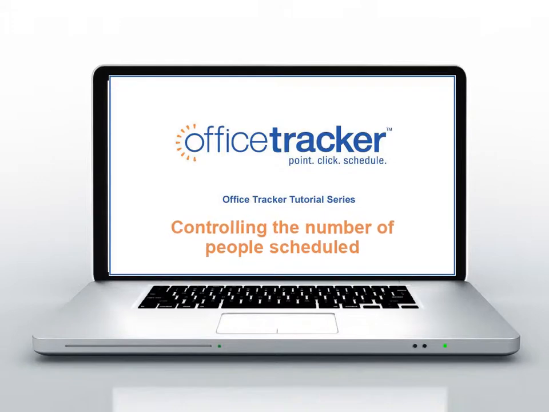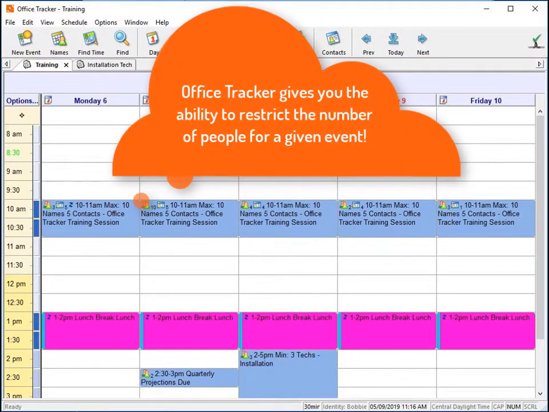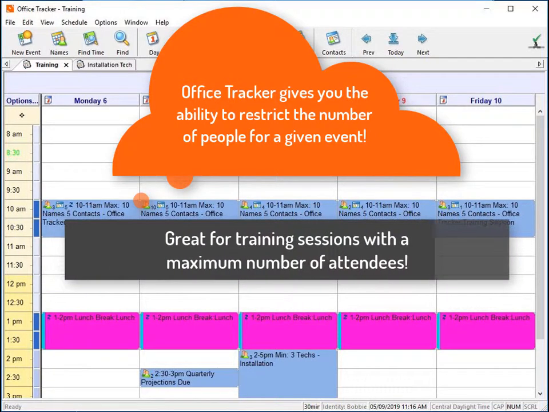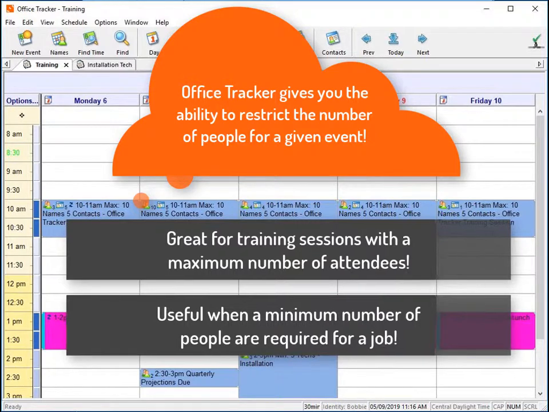Today we're going to go over controlling the number of people scheduled for a given event. Office Tracker gives you the ability to restrict the number of people that can or must be scheduled into a given event. This is great for people who do training, for example, and they only want to have X number of students in any one training session. It can also be used when a minimum number of field staff are required to do a particular type of job. Let's look at a couple of scenarios where this feature would be useful.